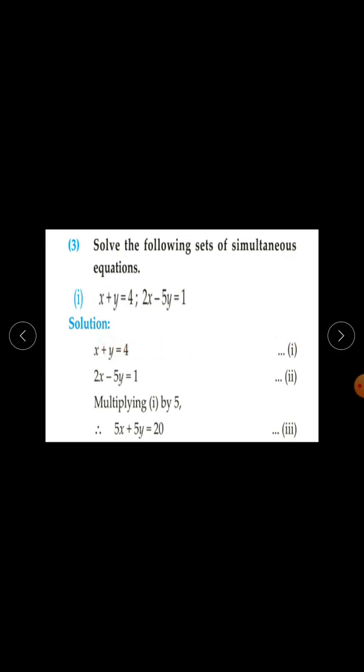So this is your equation 1, this is your equation 2. Multiply equation 1 by 5. Therefore 5 into x is 5x plus 5 into y is 5y equal to 5 into 4 is 20. So multiplying equation 1 by 5, we get 5x plus 5y equal to 20, and this is your equation 3.